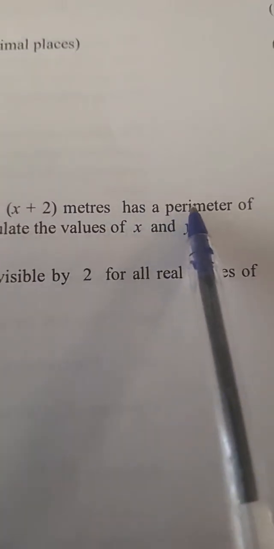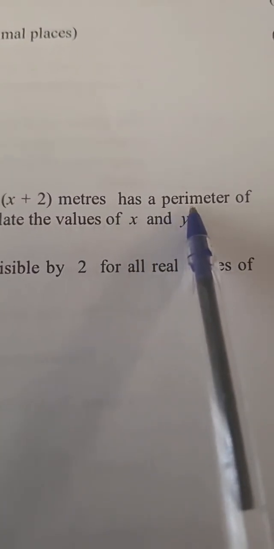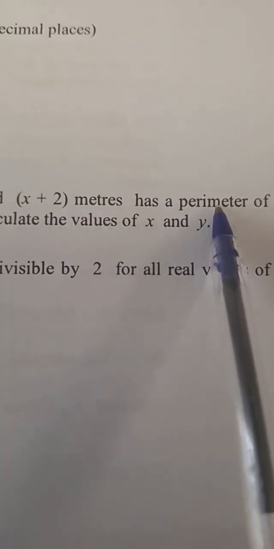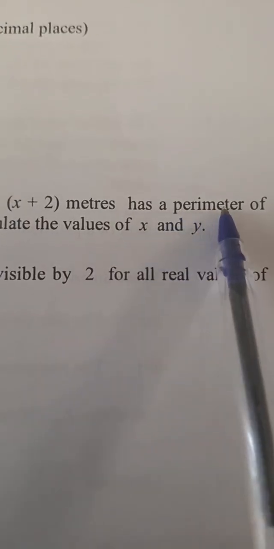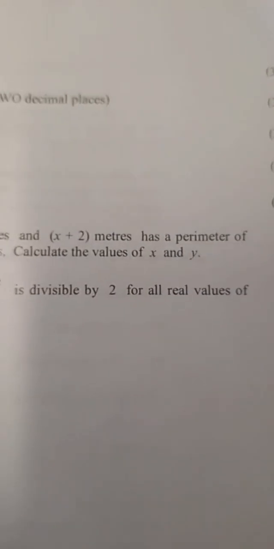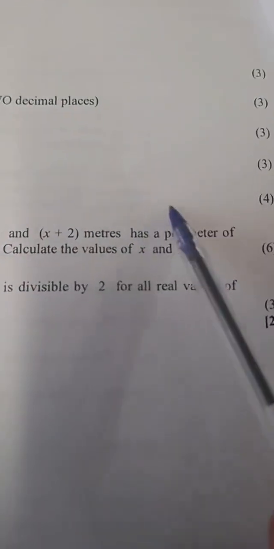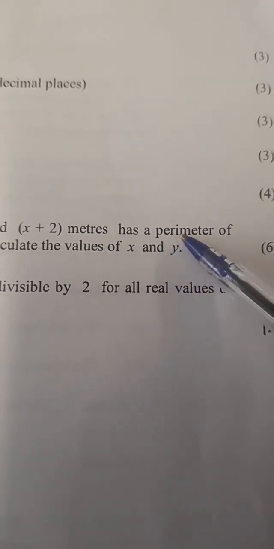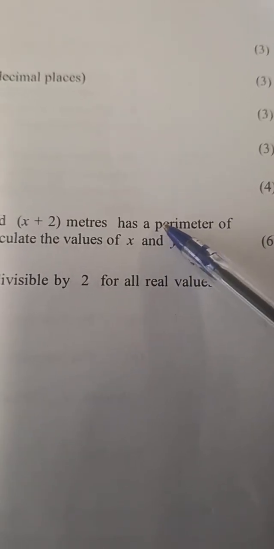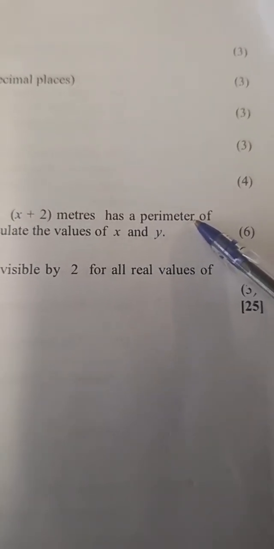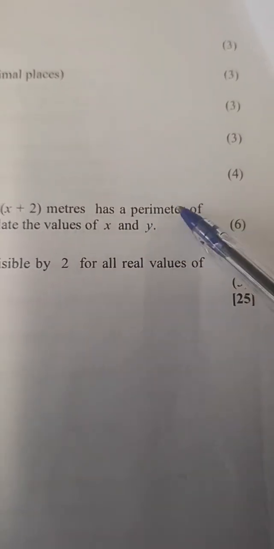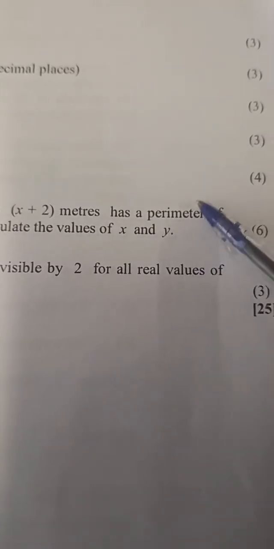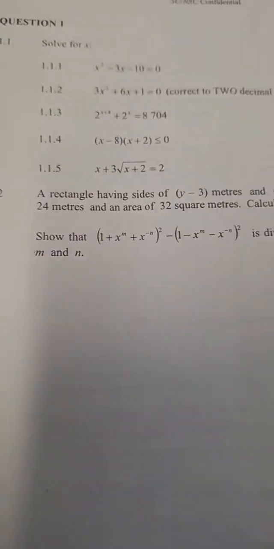The what? The perimeter. What is perimeter, guys? Do we know what perimeter is? Perimeter: peri means outside. Meter implies distance. So perimeter means outside distance. So this is the total distance around a rectangle. Do we know what the perimeter of a rectangle actually is?